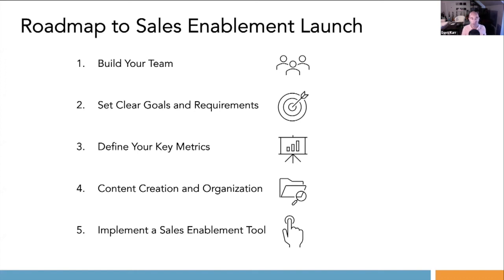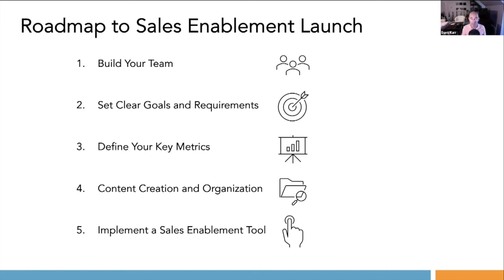First and foremost, you have to build your team. So you have to understand who's going to lead it inside of your organization. How are you going to structure the team? Who's going to be involved from marketing? Who's going to be involved from sales? And pull that together. The next thing is setting very clear goals and requirements. So understanding what you want to achieve as an outcome, and then defining how are we going to measure that.